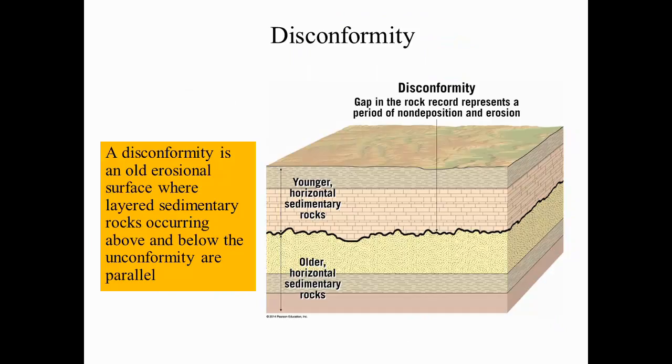Finally, we have a disconformity. A disconformity is an old erosional surface where layered sedimentary rocks that occur both above and below are parallel. So in this diagram, this thick wavy line represents the old erosional surface. And notice that we have sedimentary rocks both above and below. And what's more, the layering of the sedimentary rocks is parallel. And that, by definition, is a disconformity.